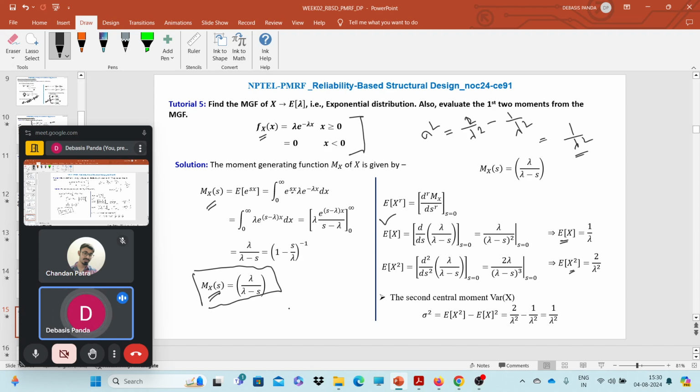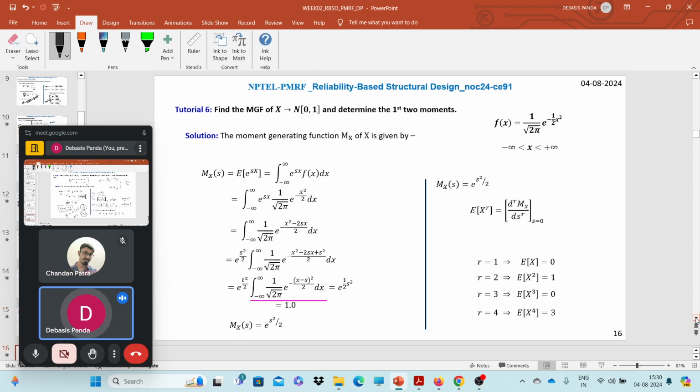Remember, when we discussed the exponential distribution, we saw that for the exponential distribution the mean, that means the first moment about the origin, is nothing but 1 by lambda, right? And the variance is nothing but 1 by lambda square. Please remember this, as it will help you solve the assignment problems or the problems in your final exam easily.